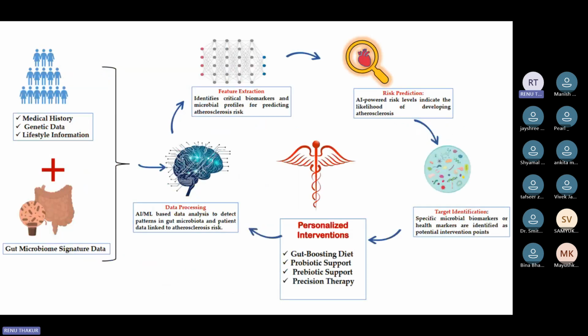Now this is a little bit more detail. If you compile the medical history of a patient, the genetic data, meaning sequencing data, and lifestyle information, like this patient has a sedentary lifestyle, this patient has an active lifestyle, or this patient usually takes more carbohydrates, this patient always takes a non-vegetarian diet.